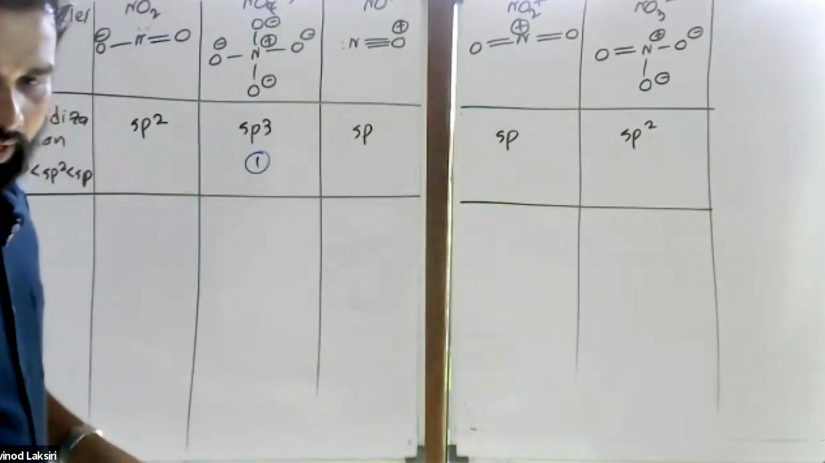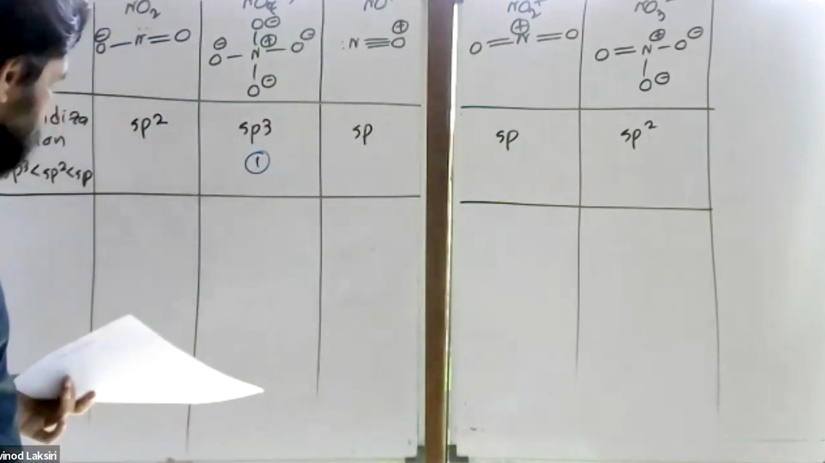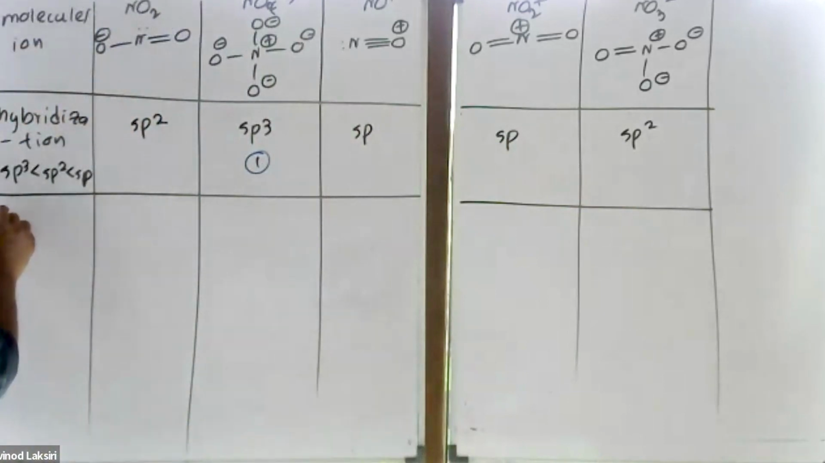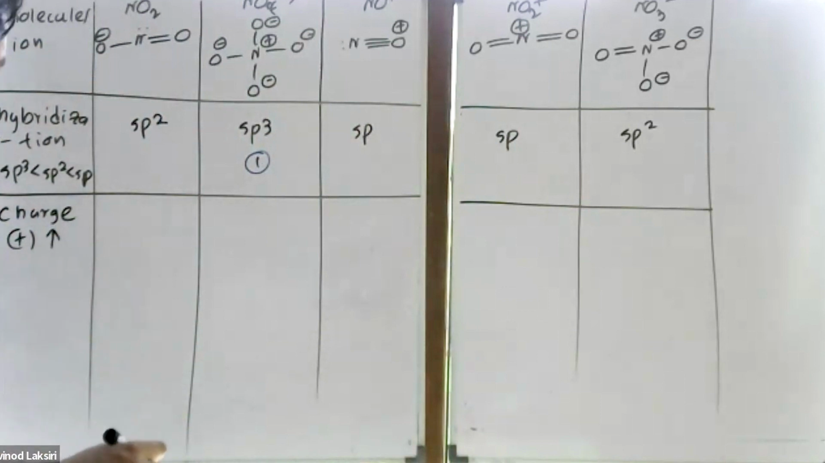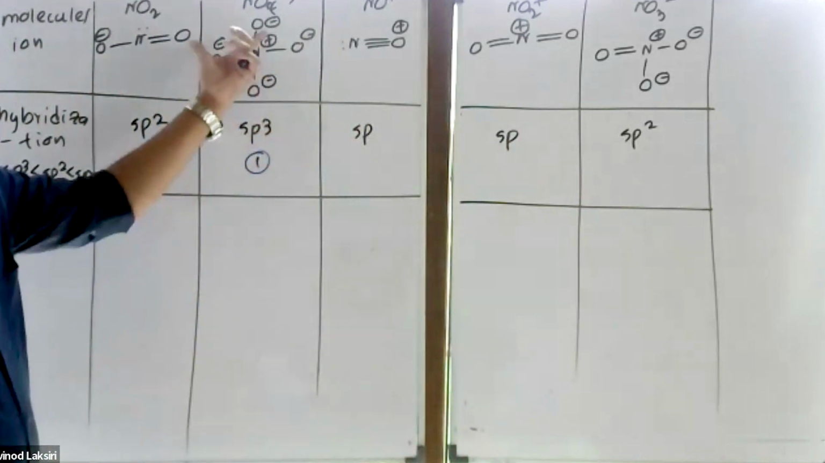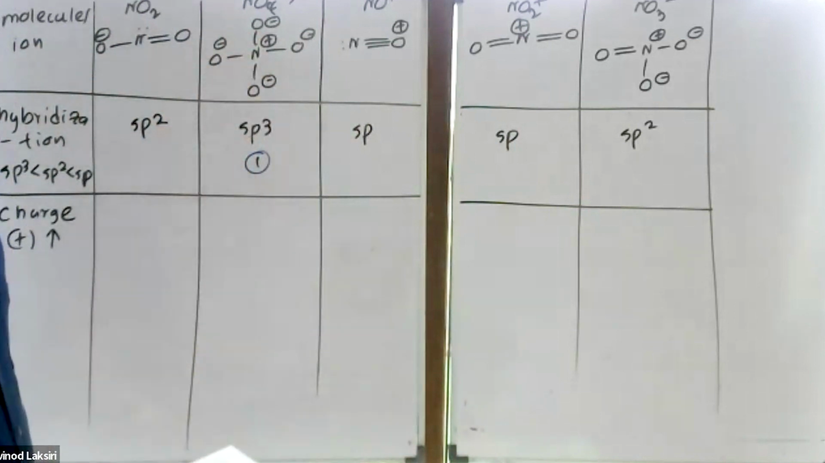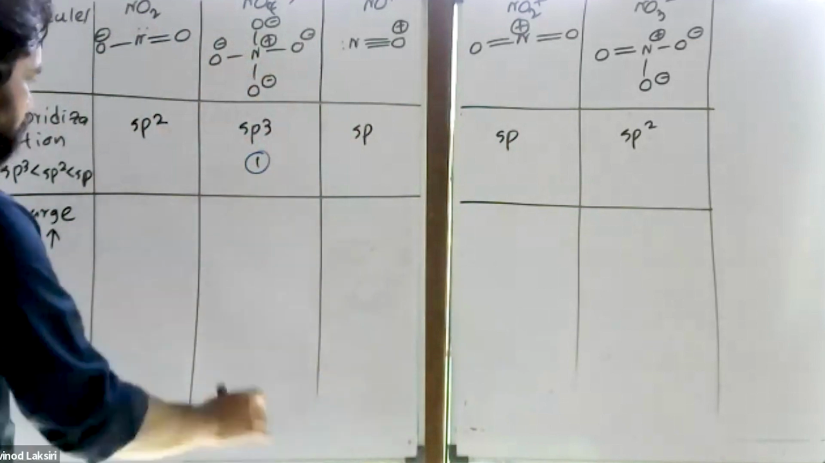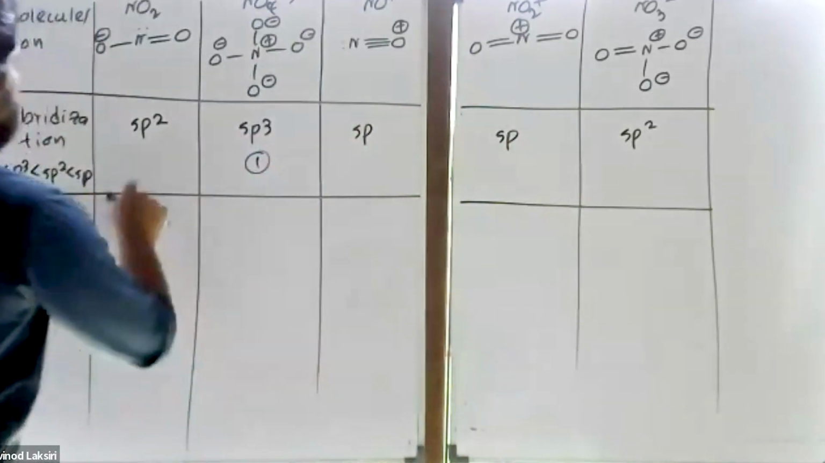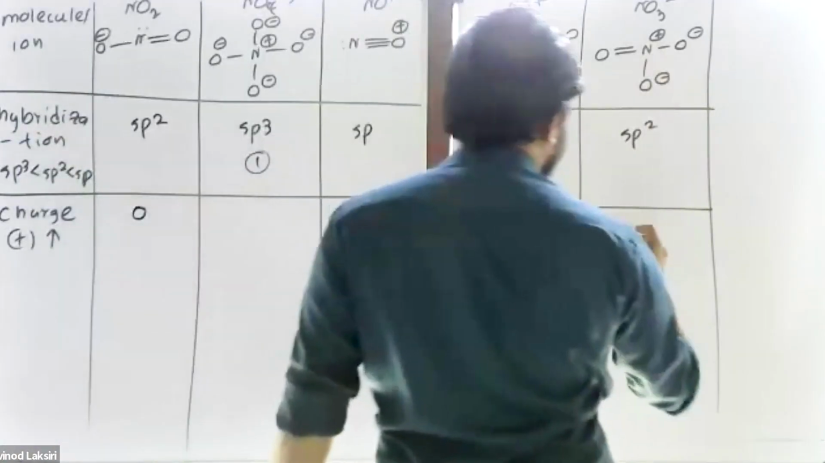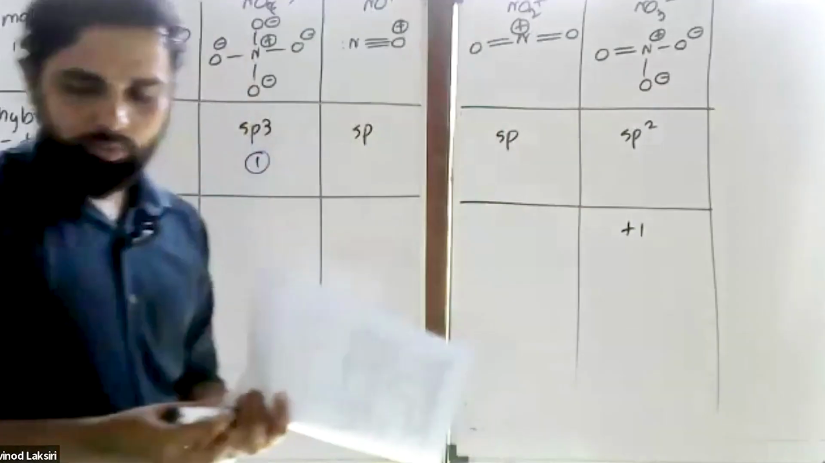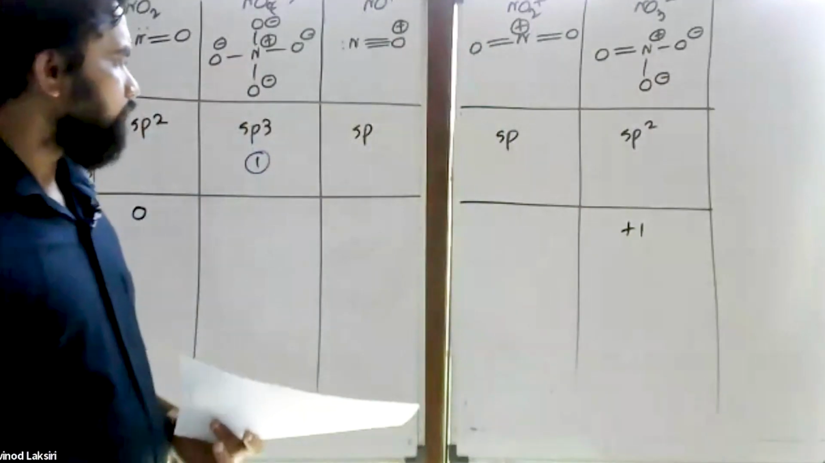We have to consider the next factor. If hybridization is equal, the next factor is charge. You have to consider the charge with increasing positive value. Here there is no need to consider this one because it is the lowest one. So here I will consider charge. What is the charge of nitrogen? 0. Charge of nitrogen plus 1. Therefore, which one should be second?